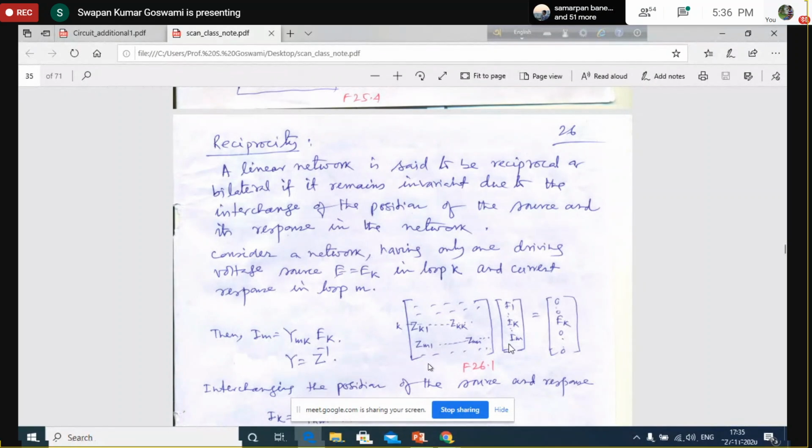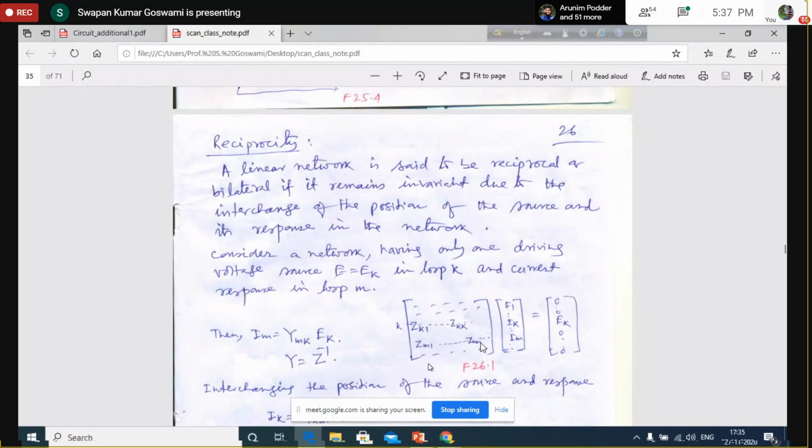Because all loops are closed paths, current will flow. How can we write the expression of that current? I can write Z multiplied by I is equal to 0. That means Z11 I1 plus Z12 I2 plus Z13 I3 up to Z1K IK plus Z1M IM is equal to 0. This type of expression I can write.